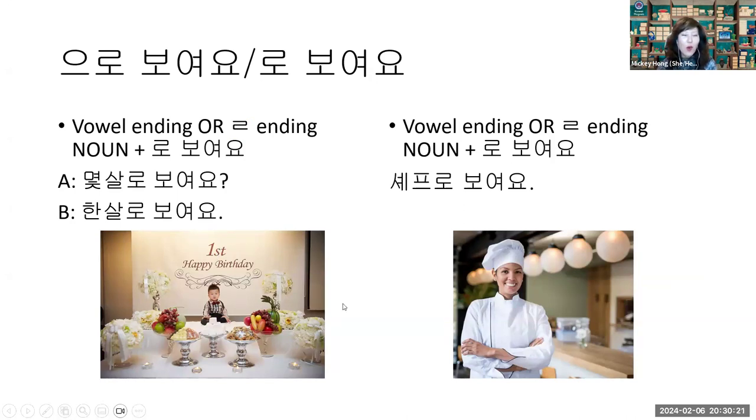몇 살로 보여요? 몇 살로? How old does he look? 한 살로 보여요. Looks like he's having his first birthday. Looks like he is 1 year old.